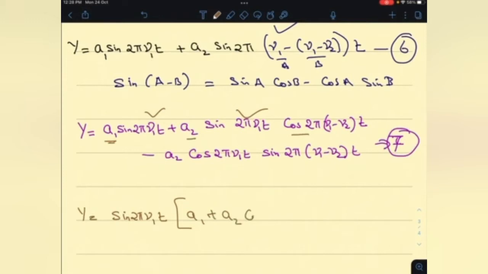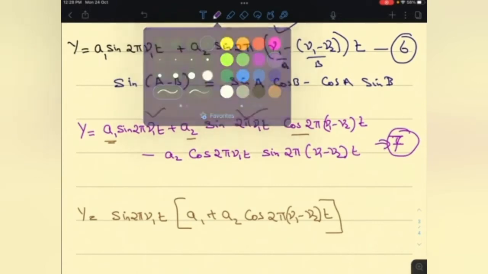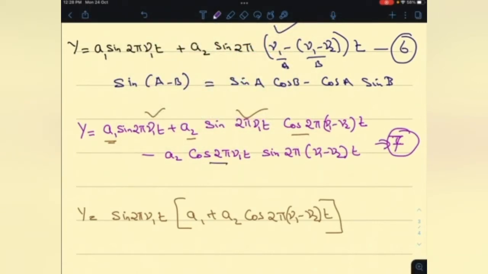Now I pick cos 2 pi outside. That is only one term here. So I write it as minus cos 2 pi nu 1t into a2 sin 2 pi nu 1 minus nu 2 into t. Let me put this as equation number 8.